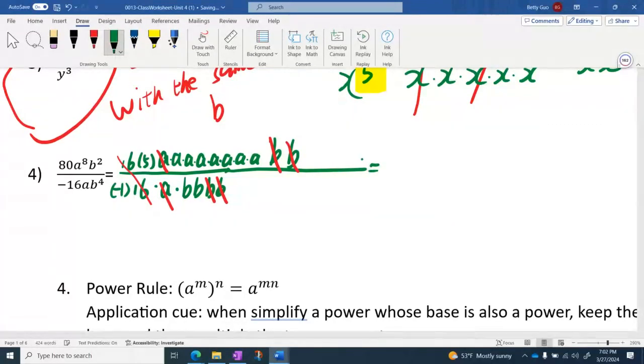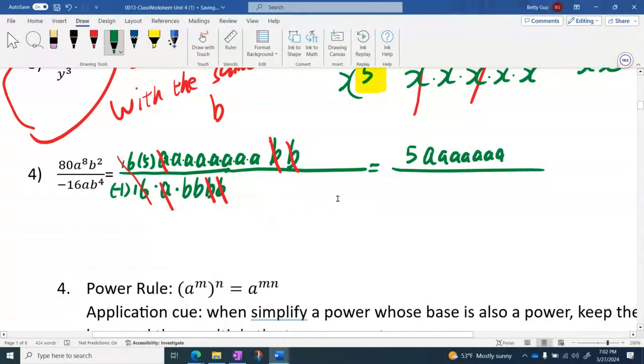So let's organize the leftovers. Numerator: 16 is cancelled, we have 5 left. Besides the 5, how many a's are left? We have 1 cancelled only, so we have 7 left. 1, 2, 3, 4, 5, 6, 7. And we do not have any b's. They are all gone. Denominator, we have negative 1. The 16 is cancelled. A is cancelled. 2 b's are cancelled, but we still have 2 b's left. So 1, 2.